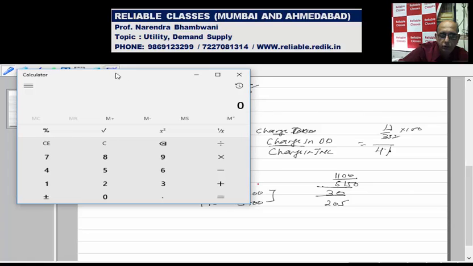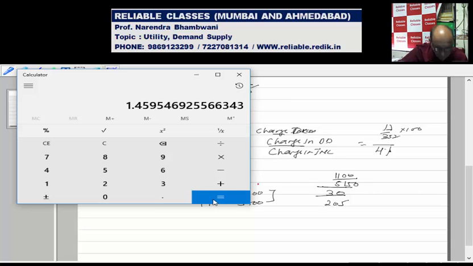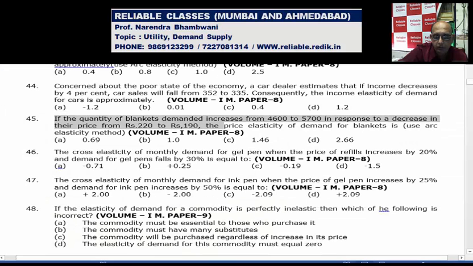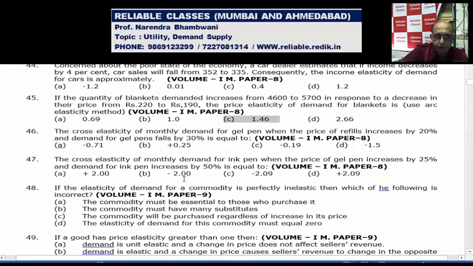What do you have? You have 1100 divided by 5150, that is the midpoint of both the demands, into 205 divided by 30. So the answer is 1.45. Yes, 1.46 is the option given. This option is the correct option. Okay.